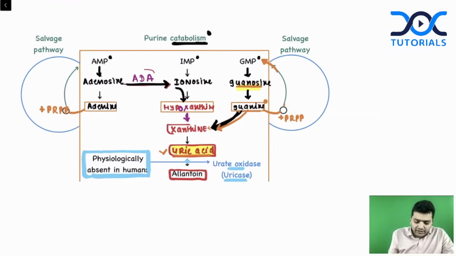If this adenosine deaminase enzyme is not there, this metabolism will not happen, and deoxyadenosine molecules are going to accumulate in the body. That is called the severe combined immunodeficiency. Severe combined immunodeficiency.